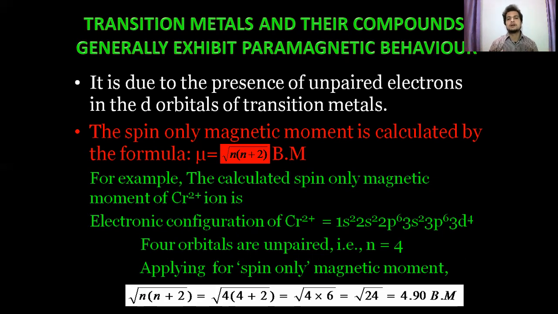What are transition metals? What are d block elements? And what are the various characteristic properties of transition elements?